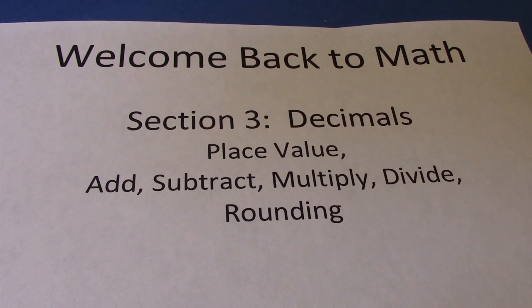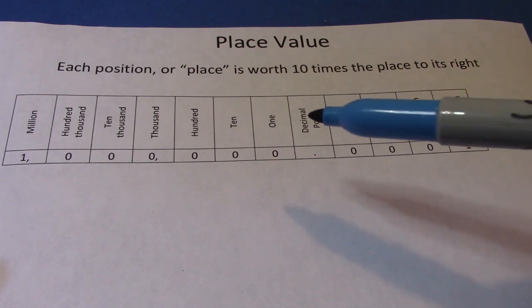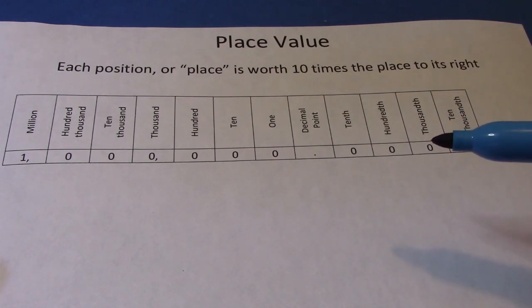Welcome back to Math. Section 3 is all about decimals, place values, add, subtract, multiply, divide, and rounding. Humans have 10 fingers, so our number system is based on 10. Each position, or place, is worth 10 times the value of the place to its right.